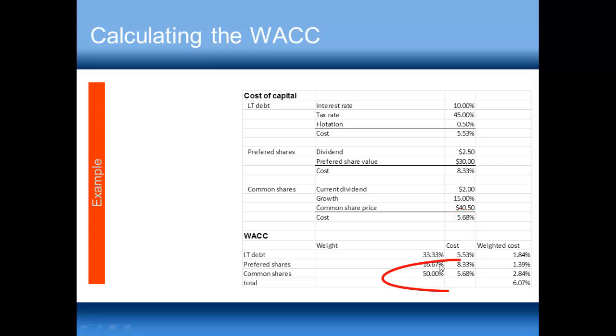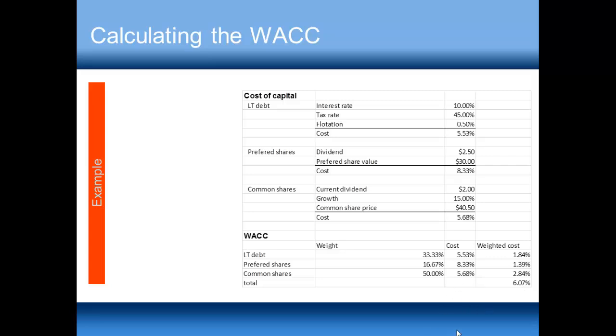When we bring it into the weighted capital cost, 50% of our capital structure is common shares at 5.68%, which gives me 2.84. I'm going to add each one of these weighted costs together, and the weighted average cost of capital will be 6.07%.